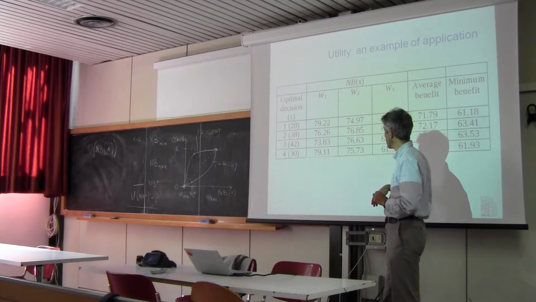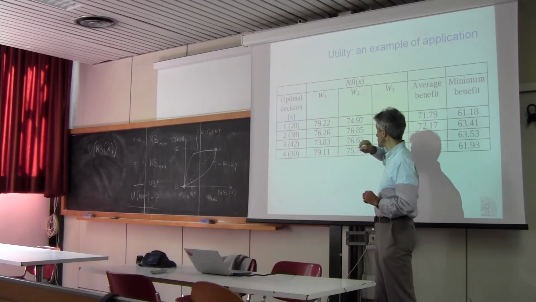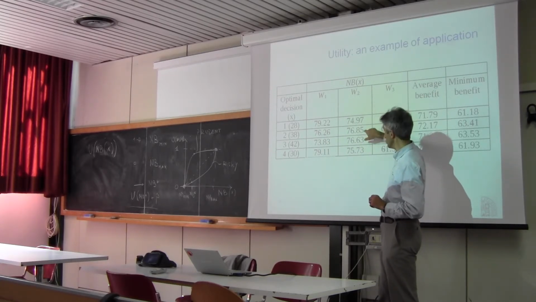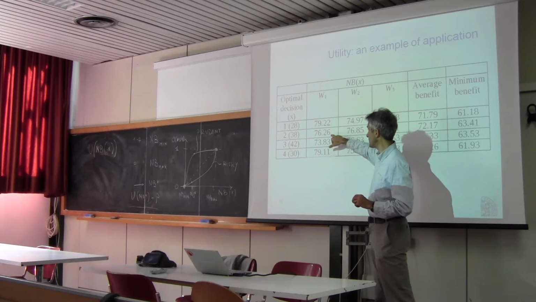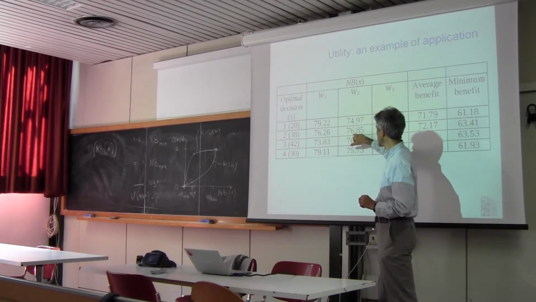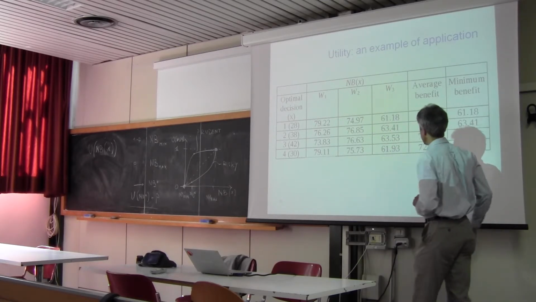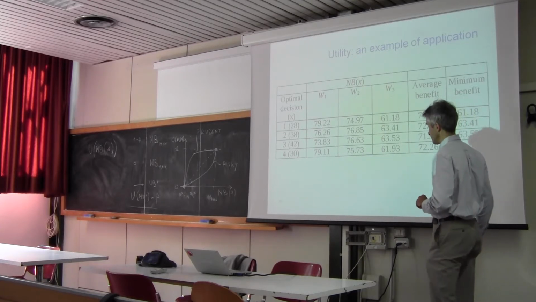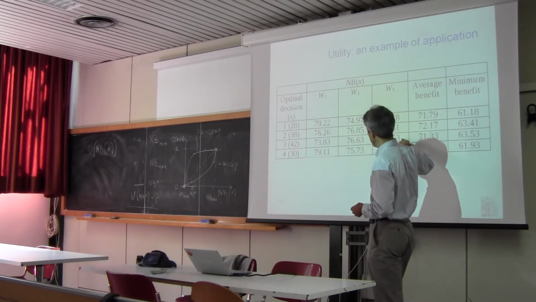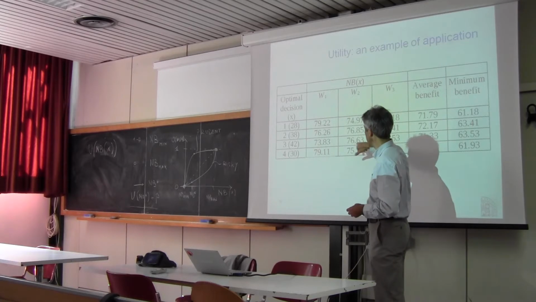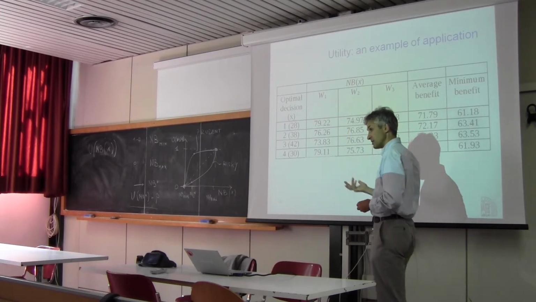Okay, good. Now, let's look at the second decision, which is optimal for W2. And these are the values of the benefit for the three parameter vectors: 76.26, 76.85, and 63.41. Okay, good. Third decision, optimal for W3. And you see that the benefit with the other two parameter vectors is indeed higher, just because of what I just told you.